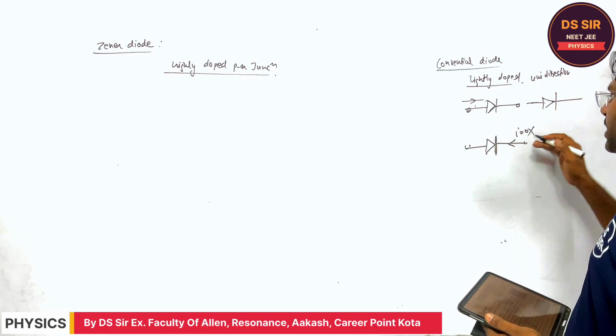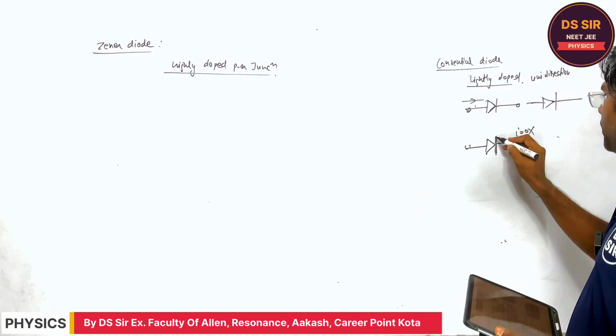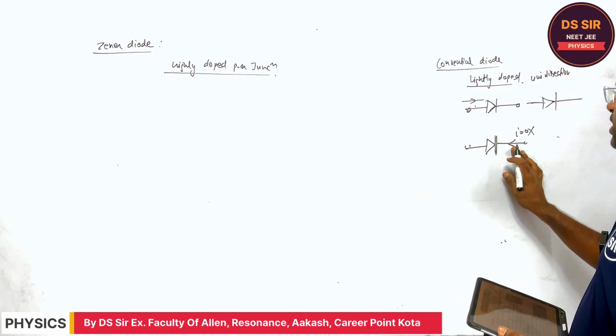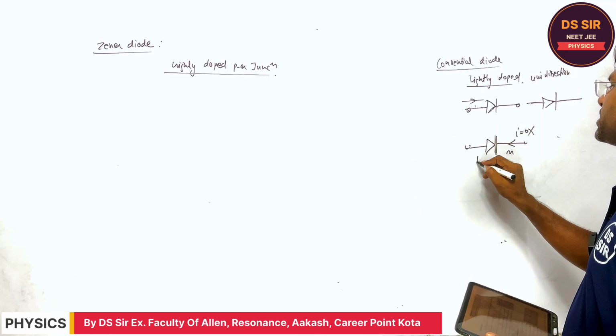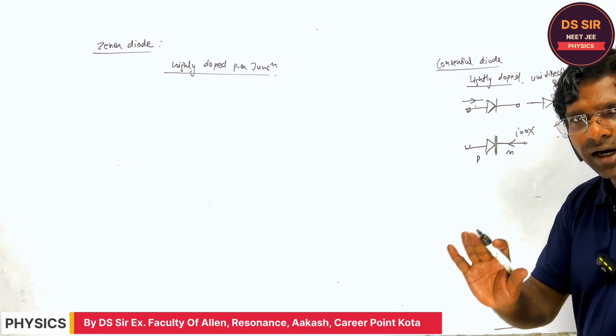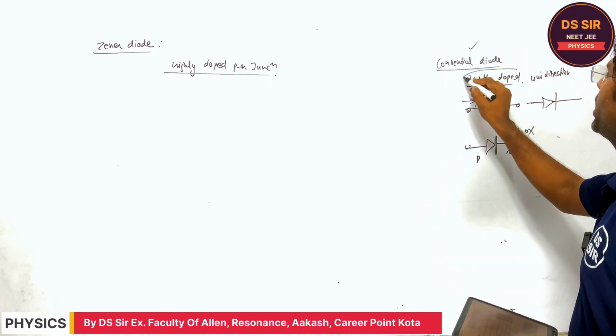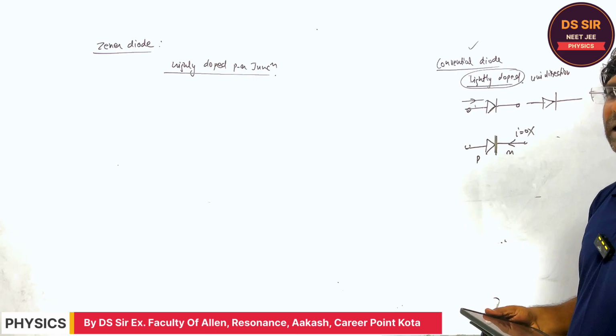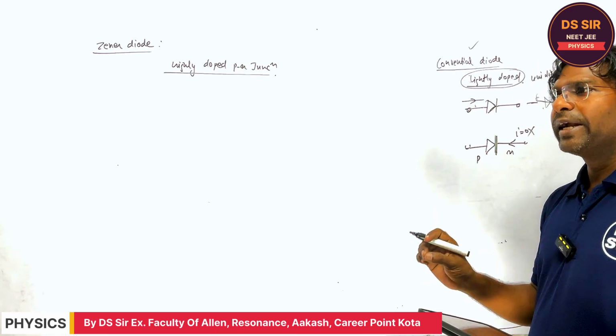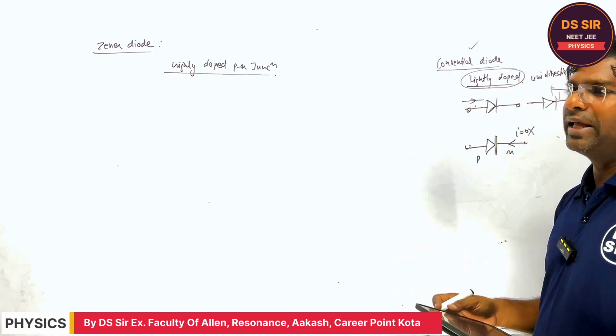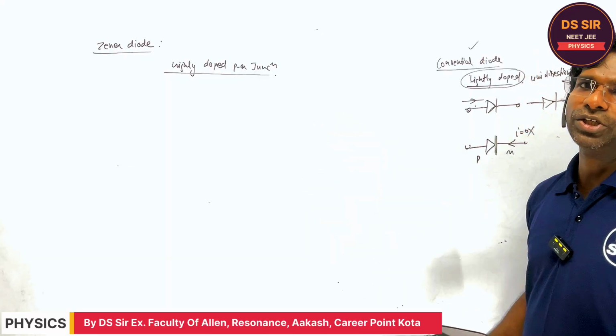The line represents that the current does not flow. It produces an obstacle in the path of the current. It flows from N side to P side like this. Are you getting? This is the conventional diode, and the doping is light. Lightly doping means the impurity atoms are fewer as compared to the highly doped PN junction.